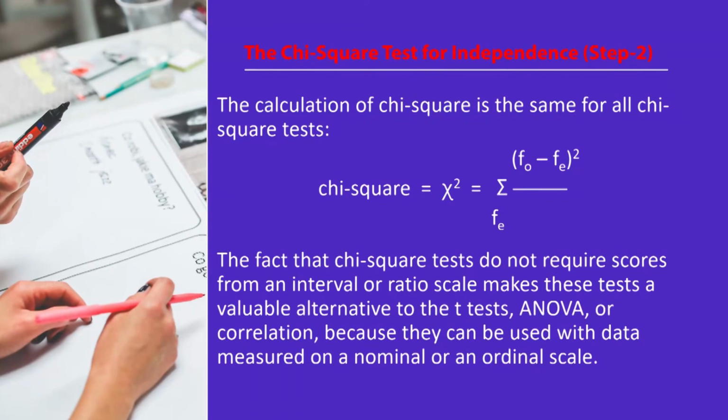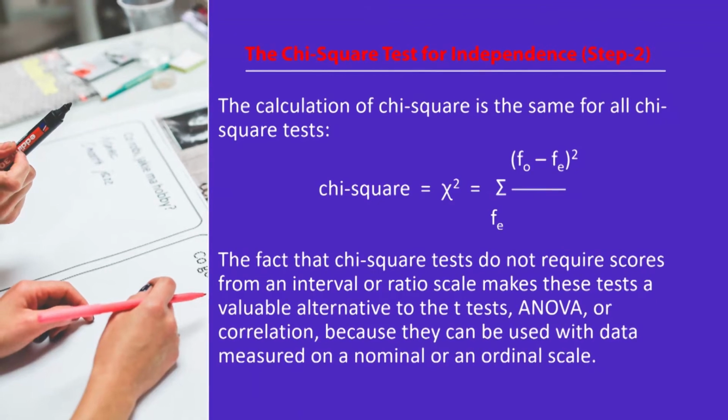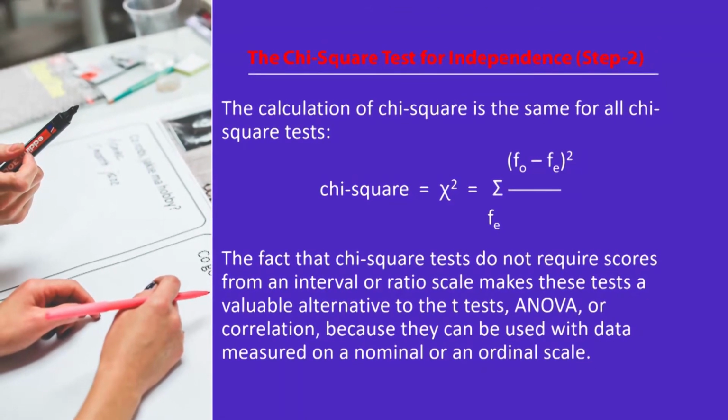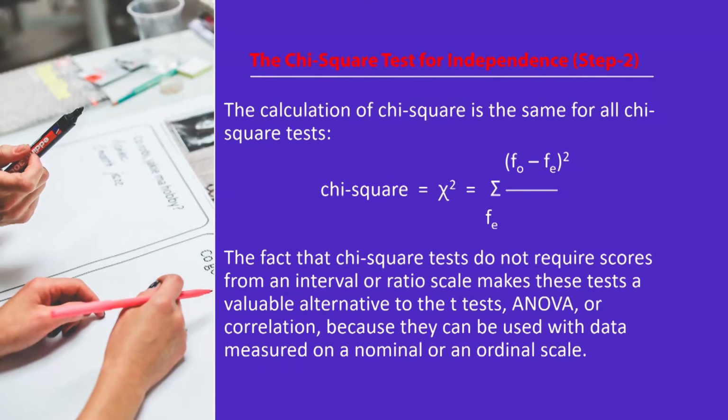The fact that chi-square tests do not require scores from an interval or ratio scale makes these tests a valuable alternative to ANOVA or correlation, because they can be used with data measured on a nominal or an ordinal scale. I think we have talked a lot about this chi-square test, and this is quite important.